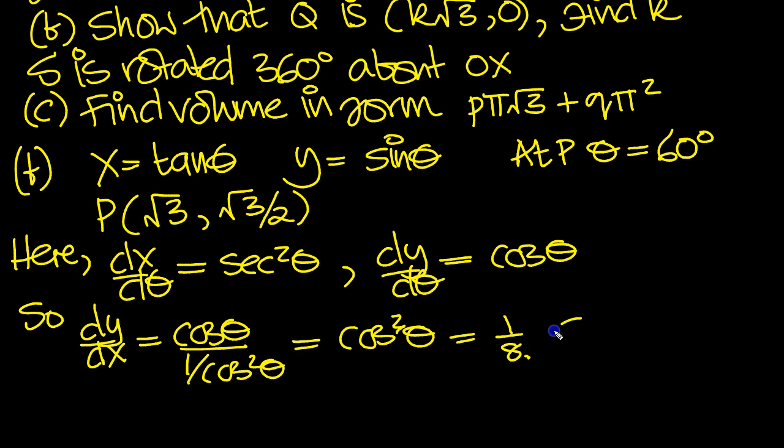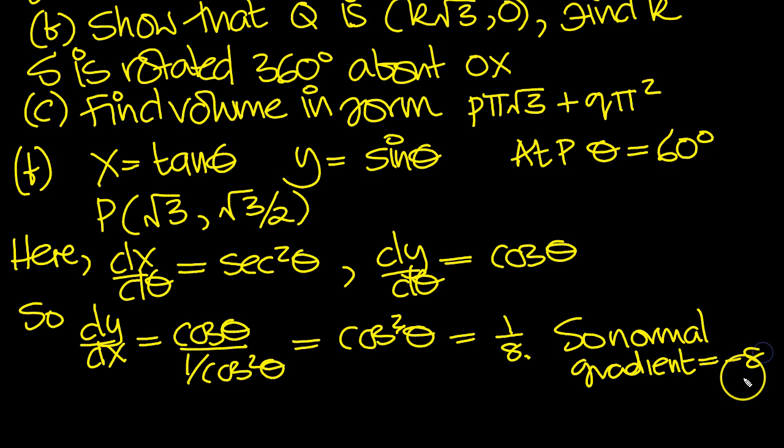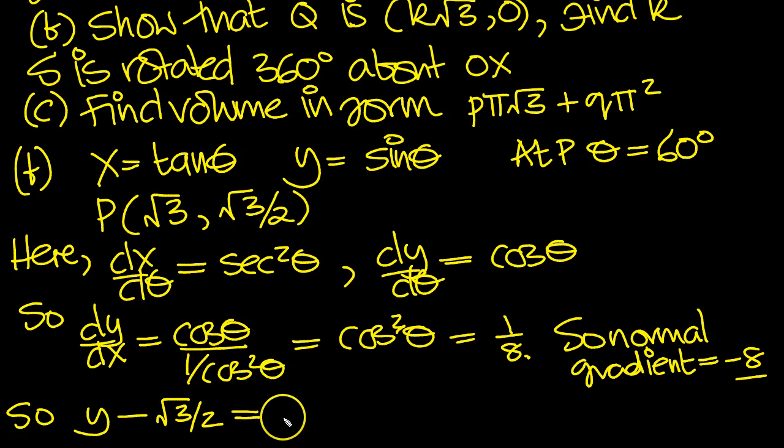So the normal gradient at P must equal minus 8, negative and steep, which is what is depicted on the sketch. So it looks like we're on the right track. The normal gradient is minus 8. So the equation of the line through P is y minus root 3 over 2 is equal to m, minus 8, times x minus the value here, root 3. So here's the equation of the line.